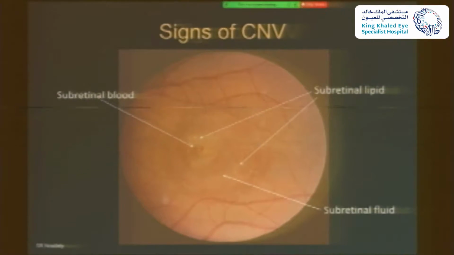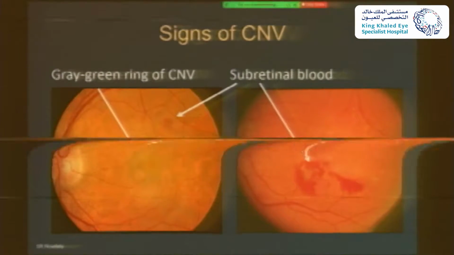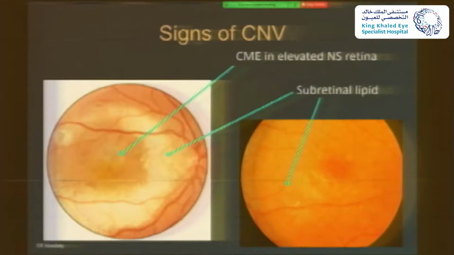What are the signs of CNV? You can have a combination of so many things. You can have subretinal blood, as it's shown here. You can have a little bit of subretinal lipid. You can have subretinal fluid. Sometimes you don't see the blood, but you see the fluid, and sometimes just a little bit of lipid, which attracts your attention. So any of these things can occur. You can sometimes see a greenish or a grayish ring of CNV, grayish, that will show on an OCT or show on a fluorescein, but all you see is some grayishness under the retina. And of course, subretinal blood, which can be minimal or a lot, okay?